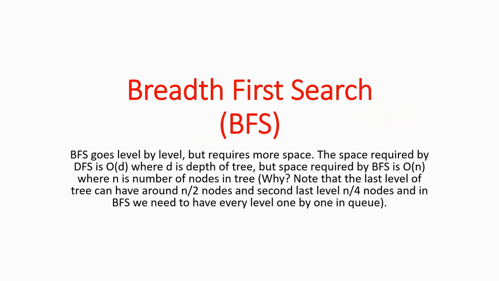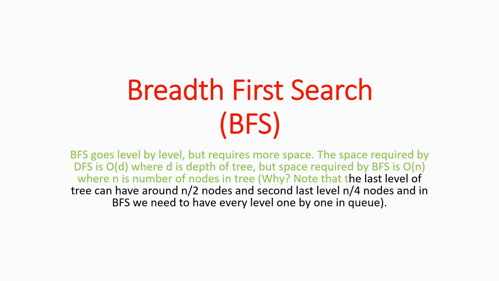Breadth-first search, BFS, goes level by level but requires more space. The space required by the DFS is O(D), where D is the depth of the tree, but the space required by the BFS is O(N), where N is the number of nodes in the tree. Why? Note that the last level of the tree can have around N by 2 nodes and the second last level N by 4 nodes. And in BFS, we need to keep every level one by one in queues, right? So, in BFS, we generally travel level by level, right?